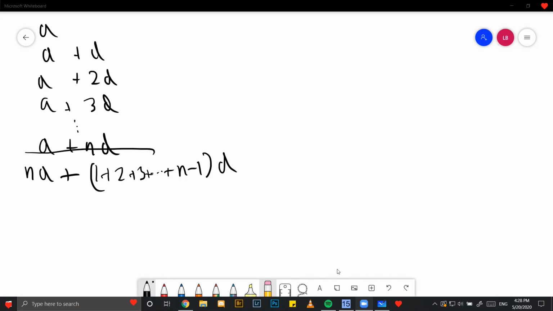Are you sure it's 1 plus 2 plus 3, or is it just n minus 1? It's not n minus 1, because you can see very clearly there's d, and then there's 2d, and then 3d, and you're adding up all the d's. This itself is an arithmetic sequence inside the arithmetic sequence sum. And honestly, at this stage, I don't think I have the capability to tell you exactly how to solve this specific sum of 1 plus 2 plus 3 all the way to n minus 1. But there is a way to do it.